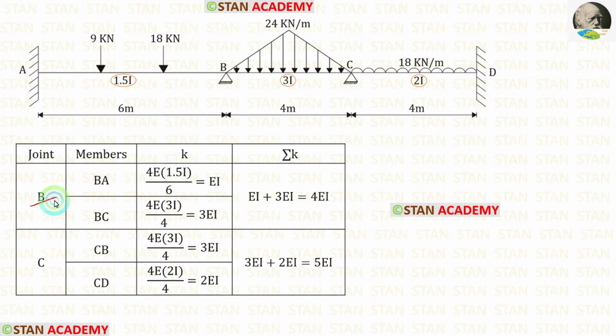In the joint B, first let us find the stiffness for BA. For that, from the joint B, we have to look at the point A. In the point A, there is a fixed support.